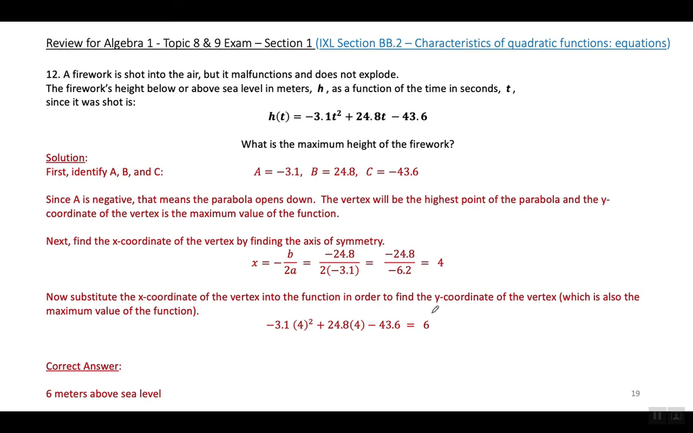Is it the same numbers on the test? Heck no. I changed them. You're going to have to work it out. All right, so make sure you know how to do it.